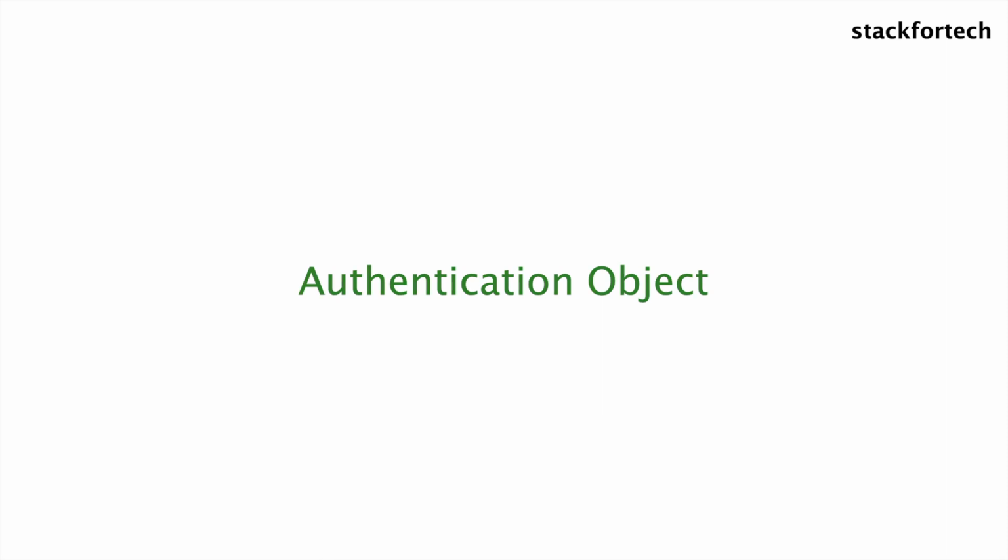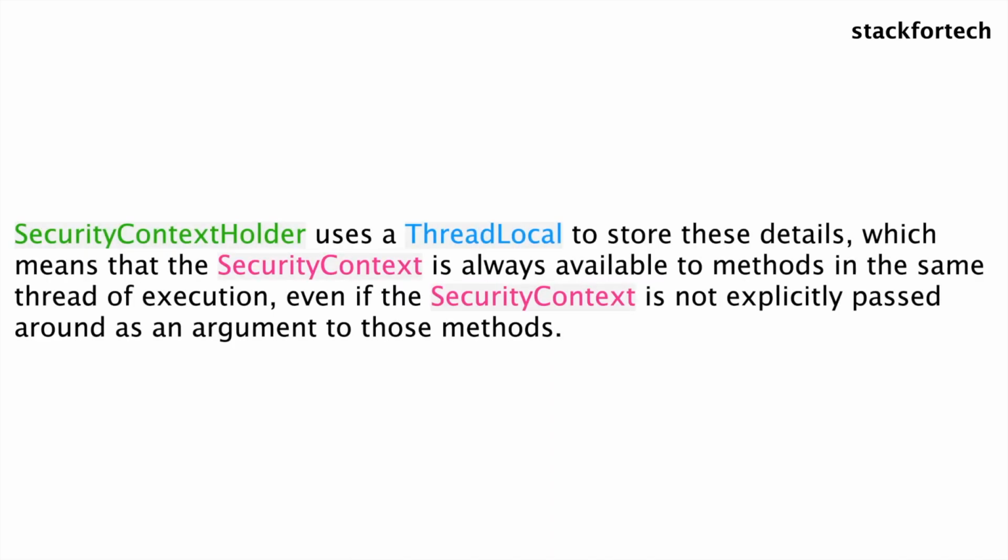Then what is the security context holder? The security context holder is where Spring stores the details of who is authenticated. So no matter how many requests Spring is receiving, all of those authenticated results will be stored inside a security context holder. And what is the security context? The security context is obtained from the security context holder and contains the authentication of the currently authenticated user. The security context holder uses a thread local to store these details.